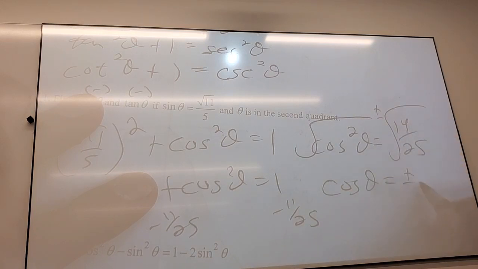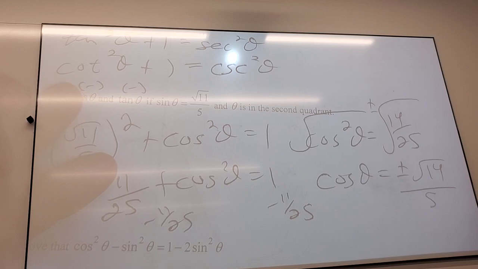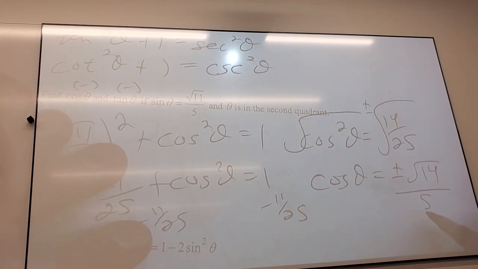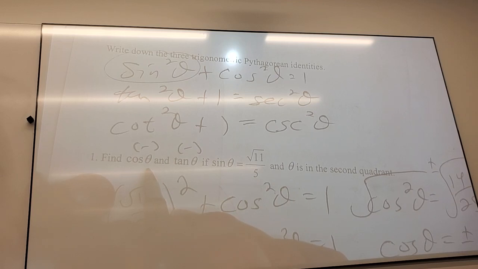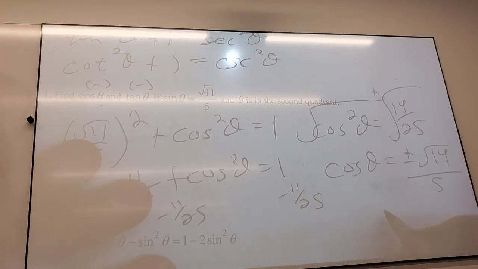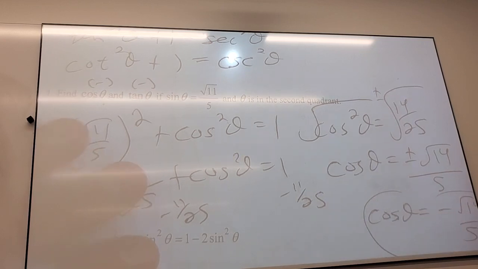What's the square root of 14? I don't know. What's the square root of 25? Okay. Now which one are we going to choose, of course? Because we're in the second quadrant, we already told ourselves cosine's supposed to be negative. So therefore we have the negative answer. Negative root 14 over 5. That's what cosine is.